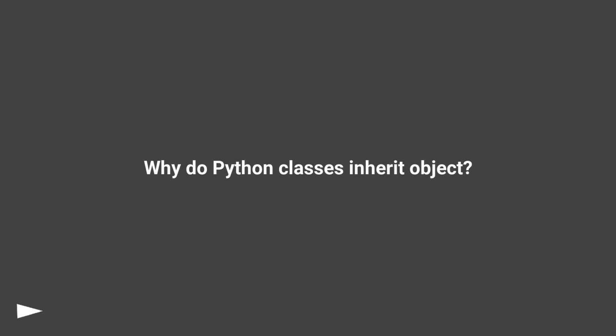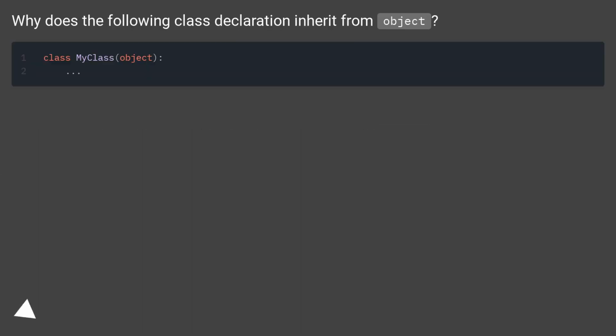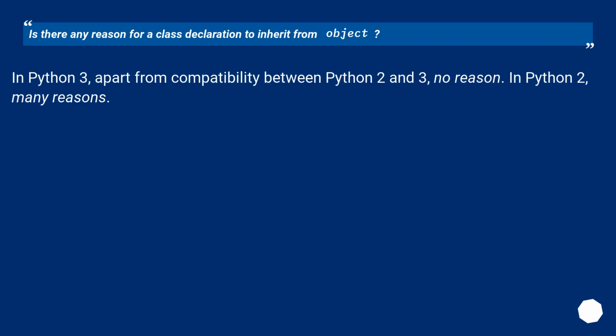Why do Python classes inherit object? Why does the following class declaration inherit from object? Is there any reason for a class declaration to inherit from object? In Python 3, apart from compatibility between Python 2 and 3, no reason. In Python 2, many reasons.